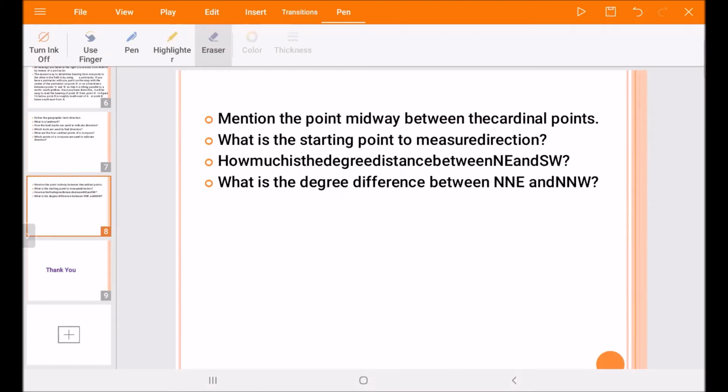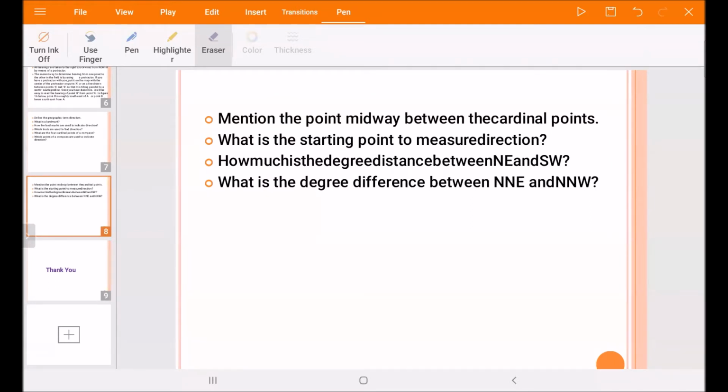What is the starting point to measure direction? It is 0 degree, the starting point in a clockwise direction. How much is the degree distance between northeast and southwest points? They have their own degrees. Northeast is 45 degrees, and southwest is 225 degrees. So the difference between northeast and southwest is 180 degrees.